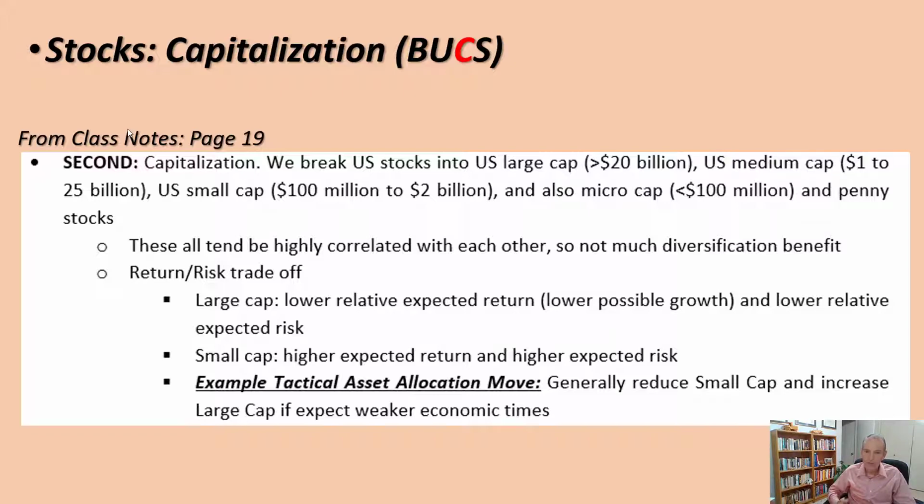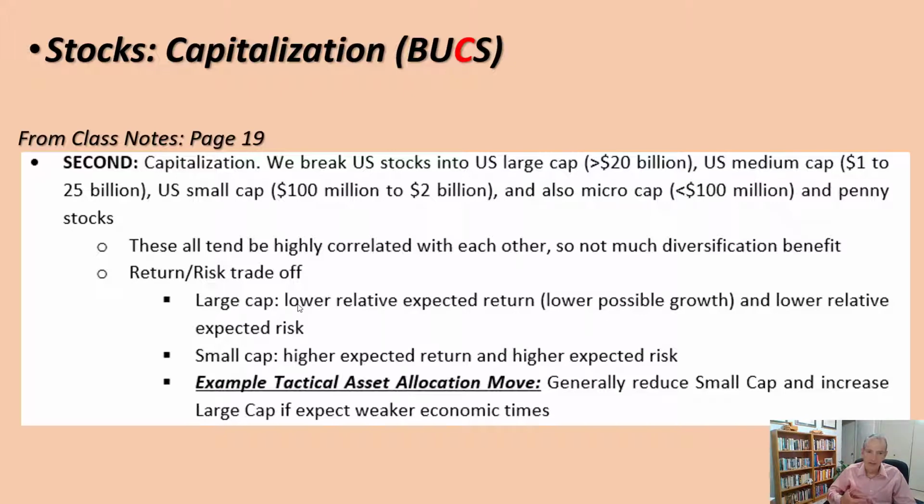Large caps, and be real careful what I say here, put this in your notes. Relative low, I'm talking relative to other stocks. Large stocks have a high expected return versus bonds, but they have a relatively lower expected return versus small cap and mid cap. So lower returns, lower growth, lower risk than small cap. Small cap tend to have higher expected returns and higher expected risk.